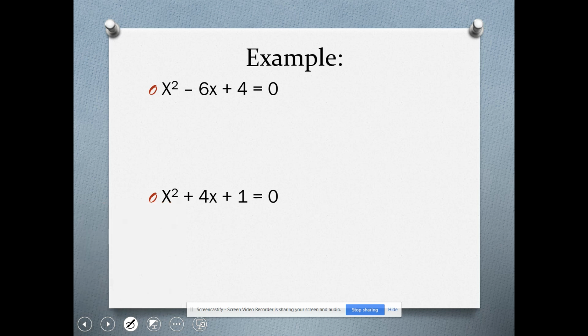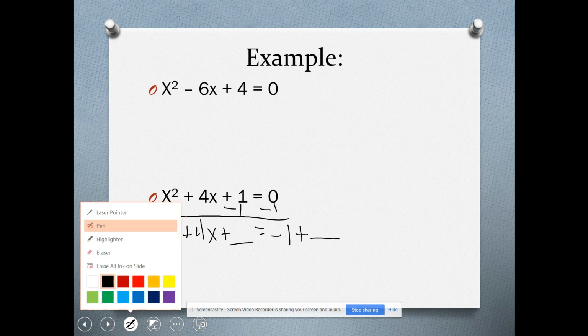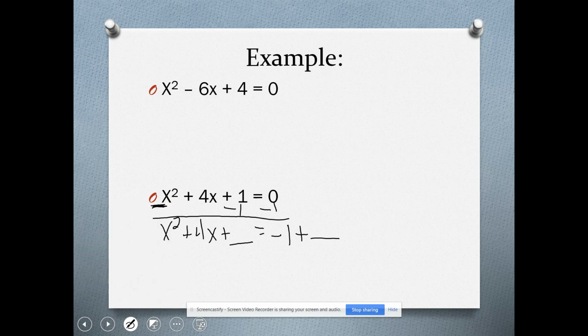Example B. Again, I'm checking, is this number in front of x squared, our A value, 1? Yes, it is. So I'm going to subtract C, which is 1, to the other side. So I have x squared plus 4x. Created that nice empty space to be able to have a perfect square there. 0 minus 1 is negative 1. And then again, I'm going to go ahead and put my empty spot on the right side as well.